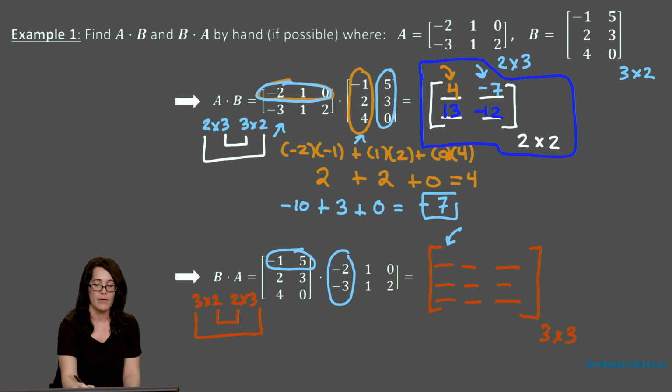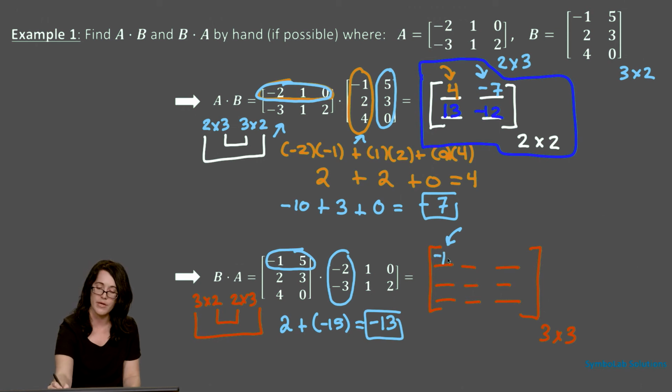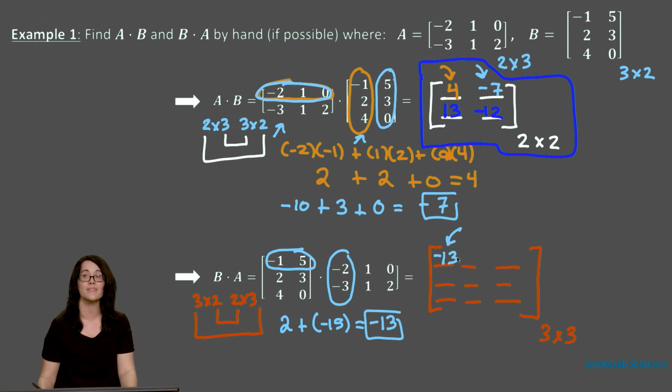So what we'd have there would be -1 times -2, which is 2, plus 5 times -3, which is -15. And that result, when you add 2 and -15, is -13, isn't it? So that would be my first entry in row 1, column 1.